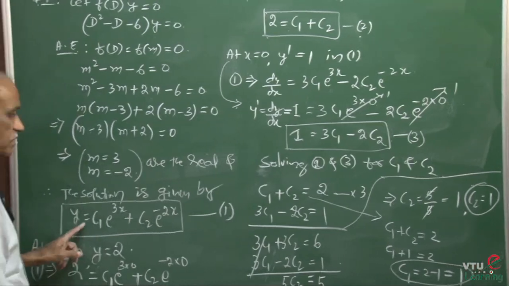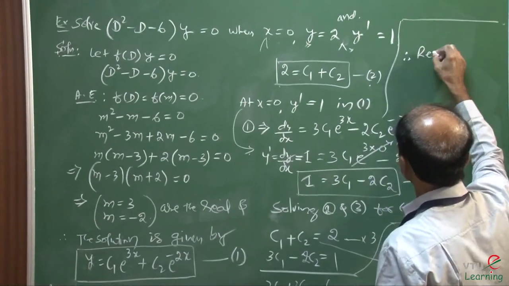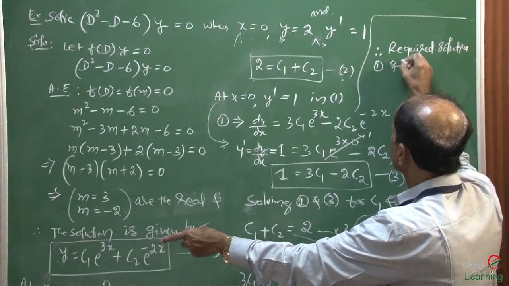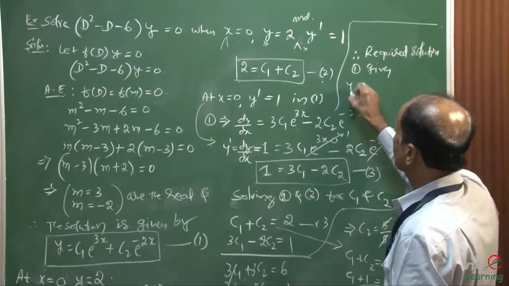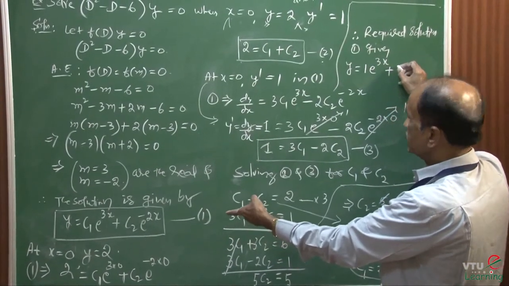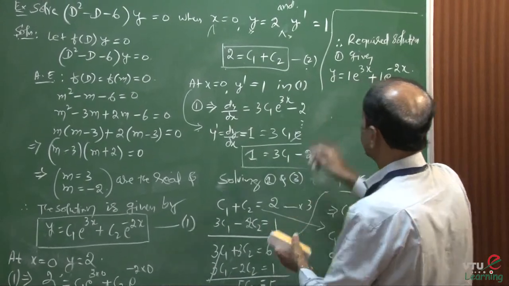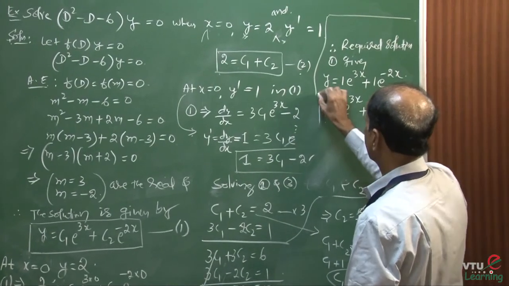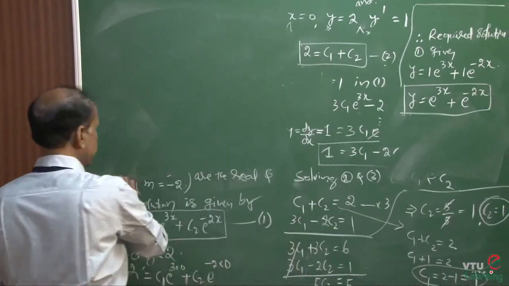What is your final solution? This is equation number 1. Therefore, the required solution is given by the introduction of these calculated values. Then y is equal to c1, where c1 is 1, e to the power 3x, plus c2, where c2 is also 1, e to the power minus 2x. Then finally, y is equal to e to the power 3x plus e to the power minus 2x. This is your final solution. Similarly, we will try other examples with different initial conditions.